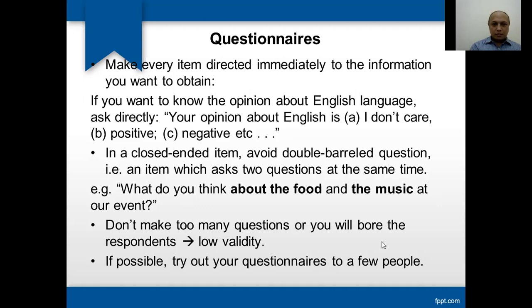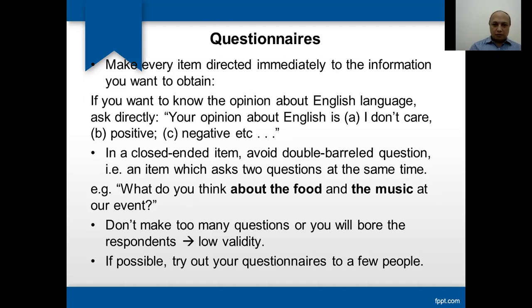The second step to make a questionnaire is don't make too many questions. Otherwise, you will make the respondents bored. And when they are bored, they will answer your questions just for the sake of answering. They do not care anymore whether the answers are true or not. They do not put a lot of thought in answering the questions, and as a result, your data will have low validity.